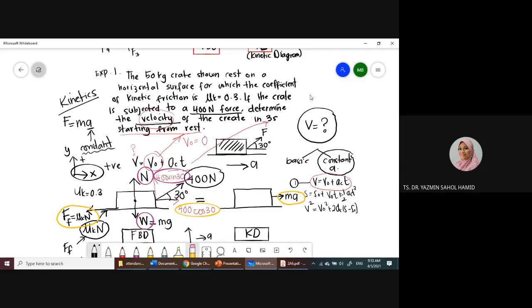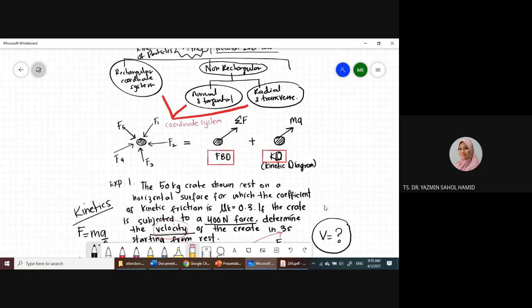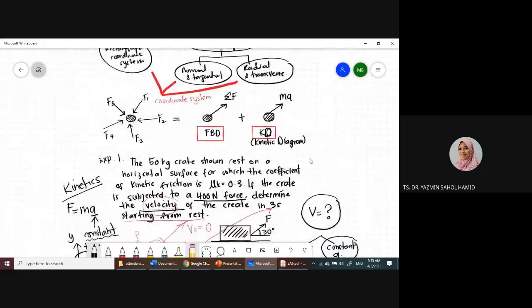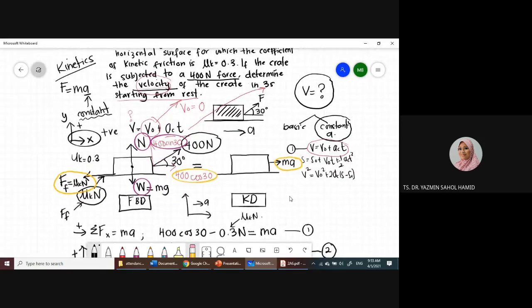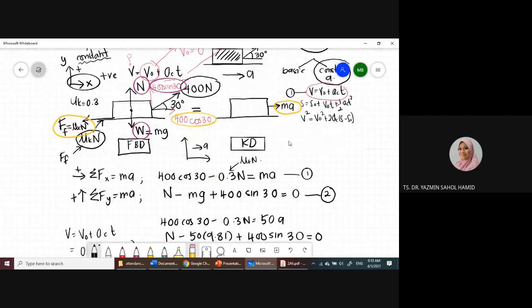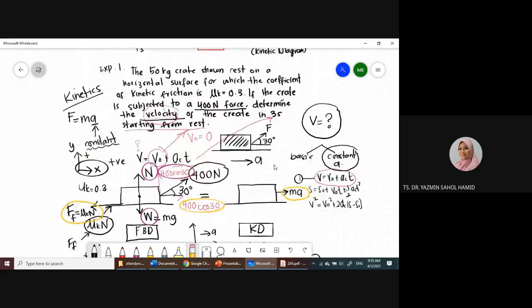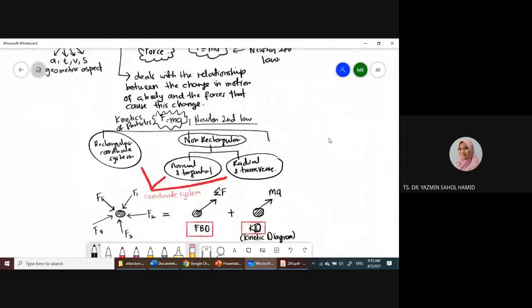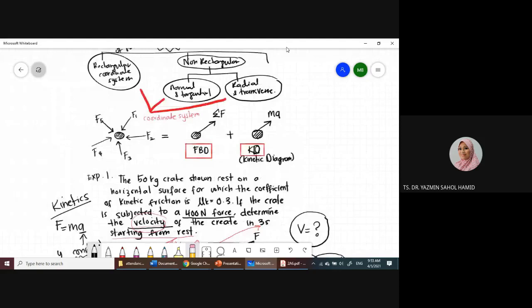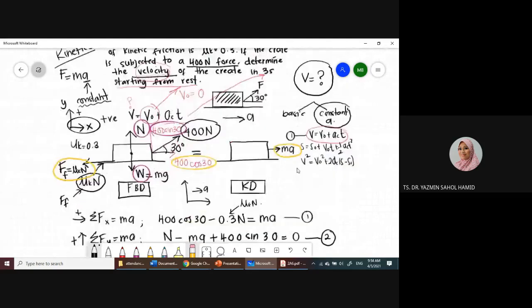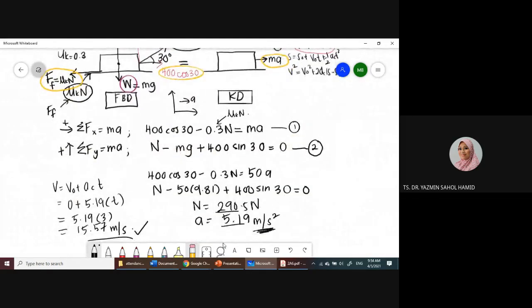So for this question, this is using the rectangular coordinate system. That's why for this question, all the forces you need to resolve in the x and y coordinates, but to find the acceleration, we need to use Newton's second law. That's why I said in the earlier part, our main purpose was what? Using Newton's second law, whereby we want to analyze what? The acceleration. So Newton's second law, F equals ma, is used to find the acceleration.